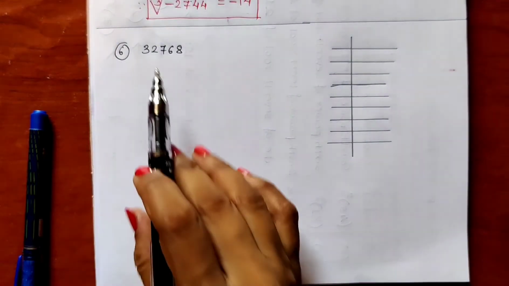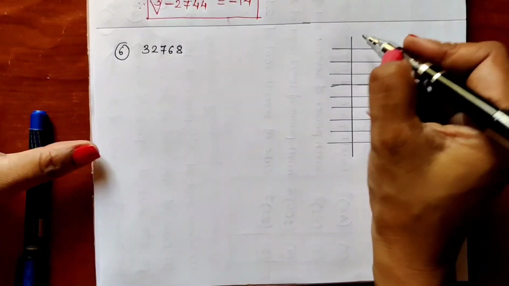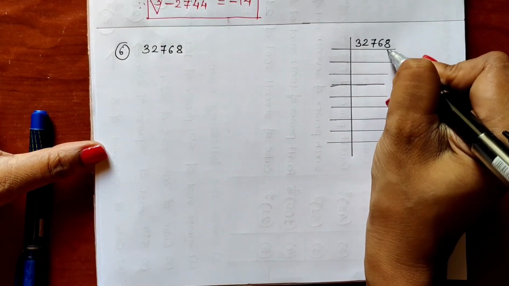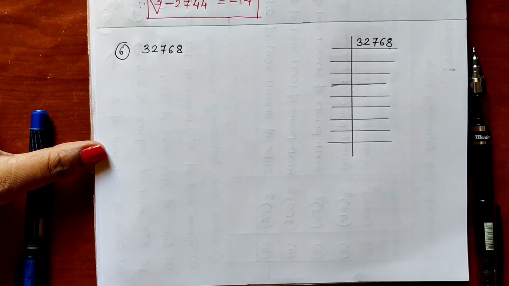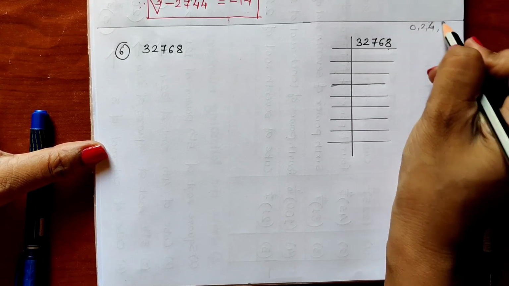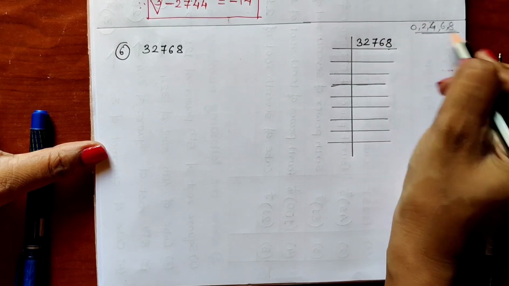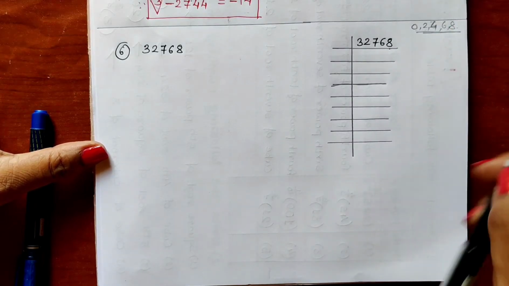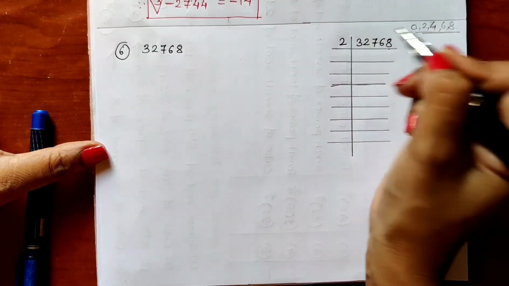32,768. Let us find out the prime factors. 8 is in the unit place, that means this is an even number. We all know when 0, 2, 4, 6 and 8 is there in the unit place, this is an even number. An even number is divisible by 2. So let us divide by 2.